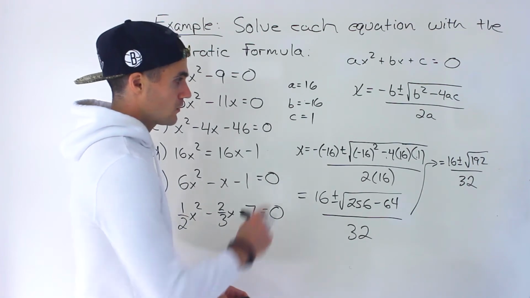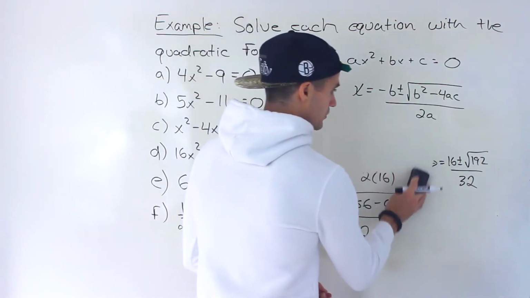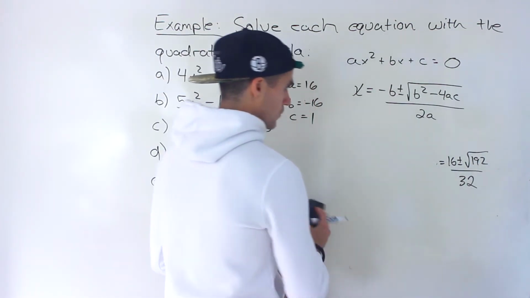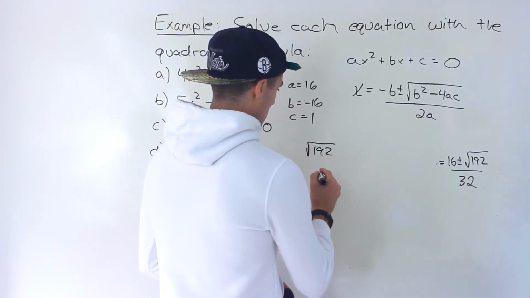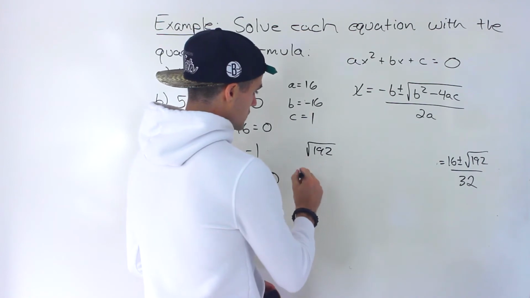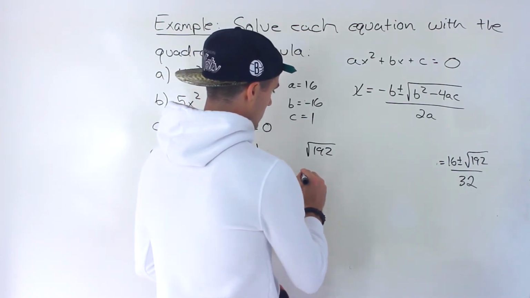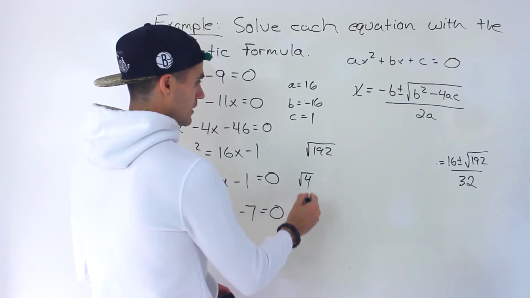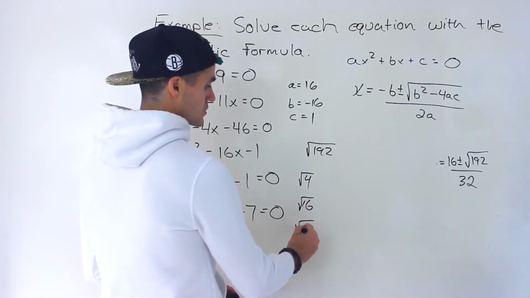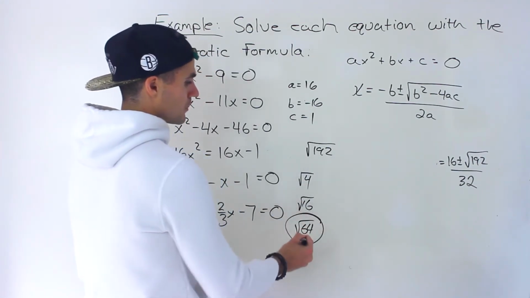And so from here, what we want to do, let's see if we can simplify that root 192. So we'll have root 192. Now, this will divide by 4. I think it'll also divide by 16, but it also divides by 64. So I think that's the highest rootable number we could divide it by.